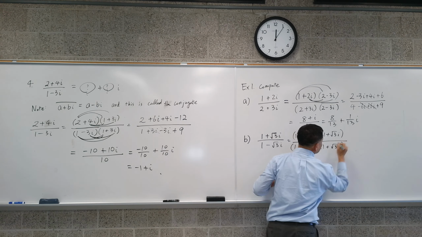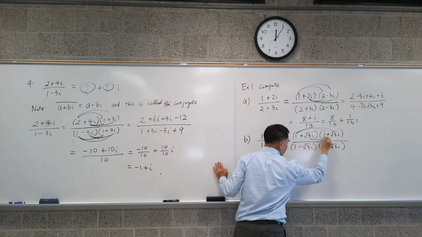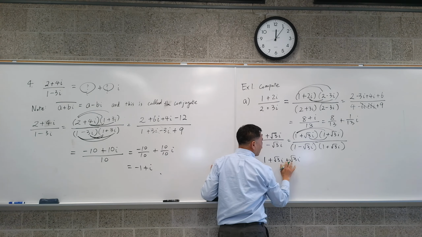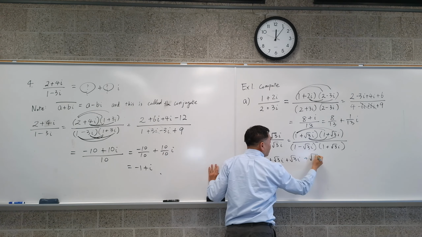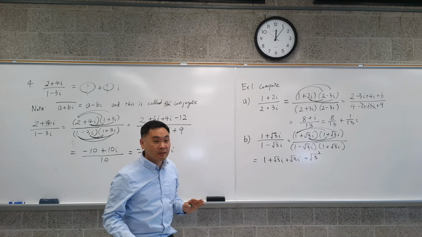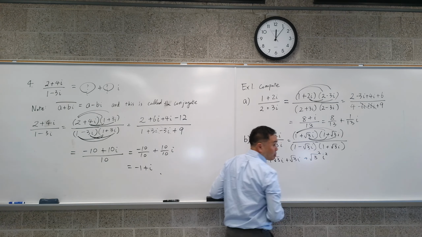And let's see, 1 times 1 is 1. 1 times square root of 3 i is square root of 3 i. Square root of 3 i times 1 is square root of 3 i. And then square root of 3 i times square root of 3 i is square root of 3 squared, and then i squared separately, and that's equal to negative 1, right? In the denominator, you have 1 times 1, which is 1. 1 times square root of 3 i, or plus square root of 3 i. This times this will give you minus square root of 3 i. And lastly, this again is minus square root of 3 squared i squared.